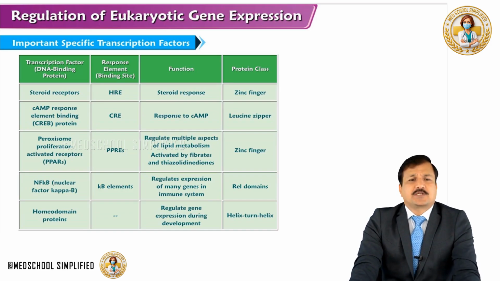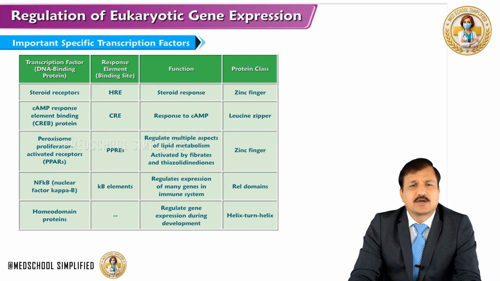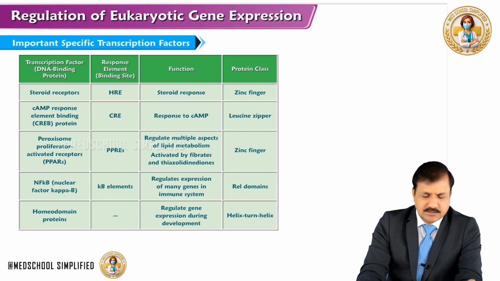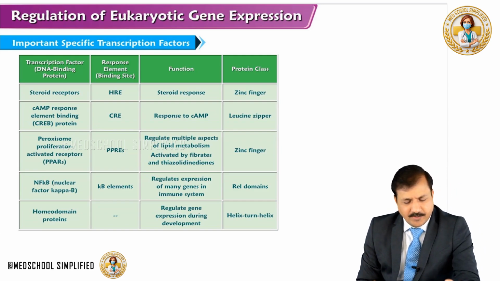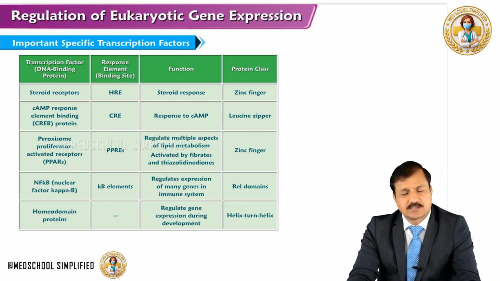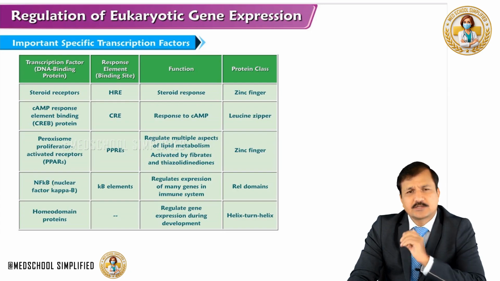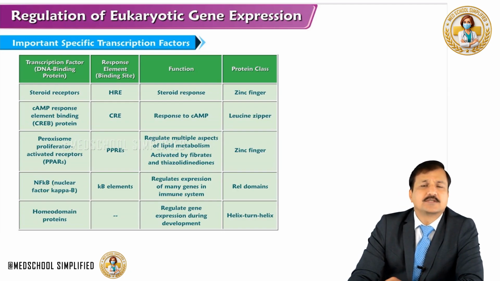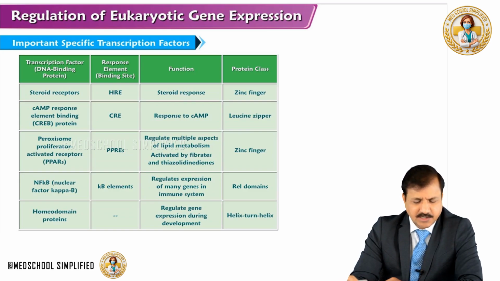Coming to specific transcription factors. The DNA binding proteins of the specific transcription factors are given in this table here. Mentioned with examples, we have steroid receptors, SH proteins, like that CRE, cyclic AMP response element binding proteins. Then we have peroxisome proliferator activated receptors, then NF-kappa B and then homeodomain proteins, and their corresponding response elements, the functions for each one of them and the protein class are mentioned in the table here. Just to give an overview of these specific transcription factors.